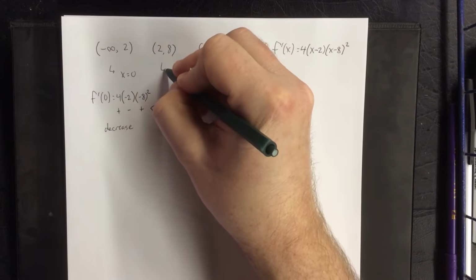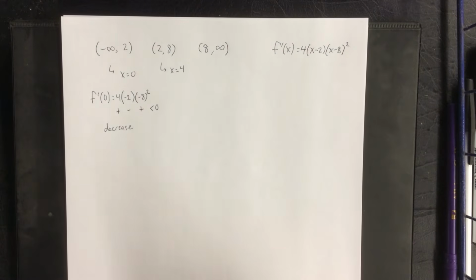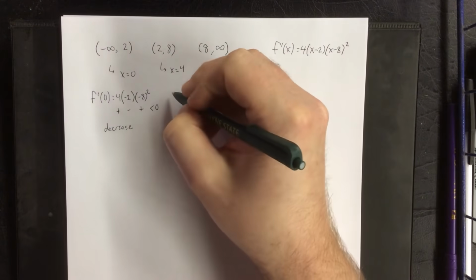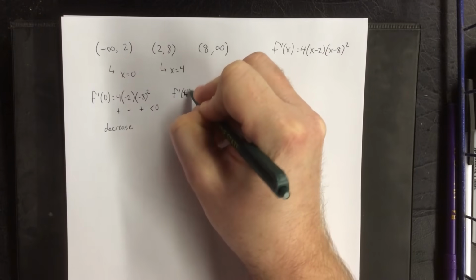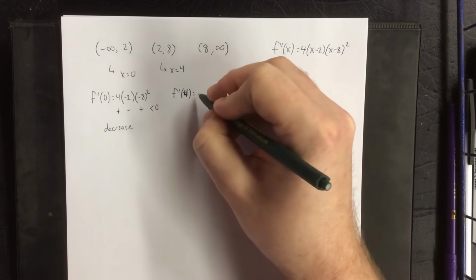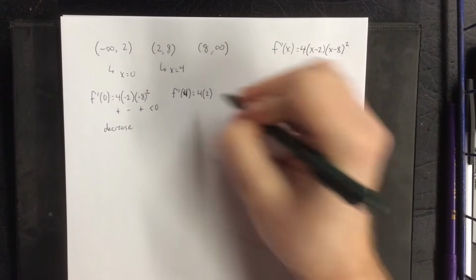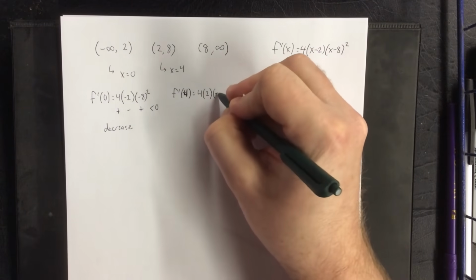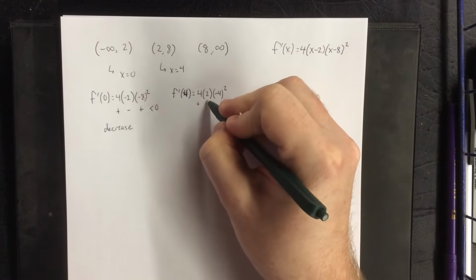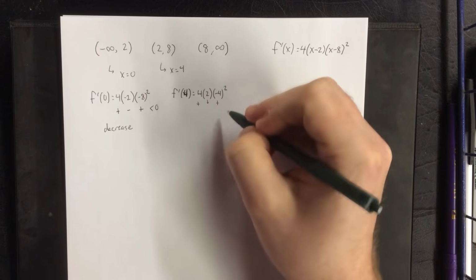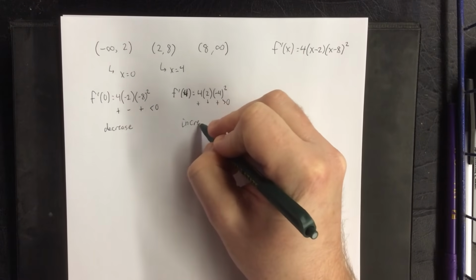Next up, for 2 to 8, I'm going to pick any number in there. We'll go with x equals 4. I plug x equals 4 into the first derivative. F prime of 4 is equal to 4 times (4 minus 2), and then (4 minus 8) quantity squared. That is positive, and once we square the negative 4, that'll be positive. That is greater than 0. This is an interval of increase.